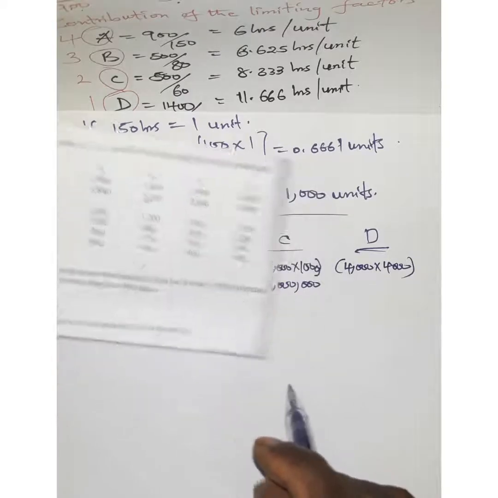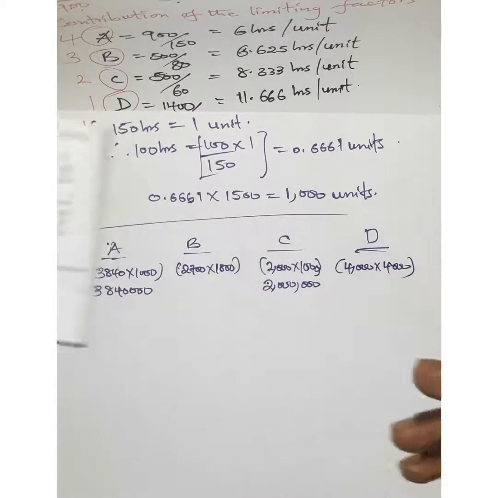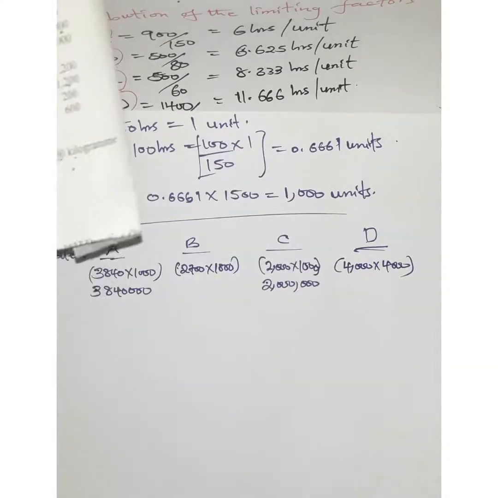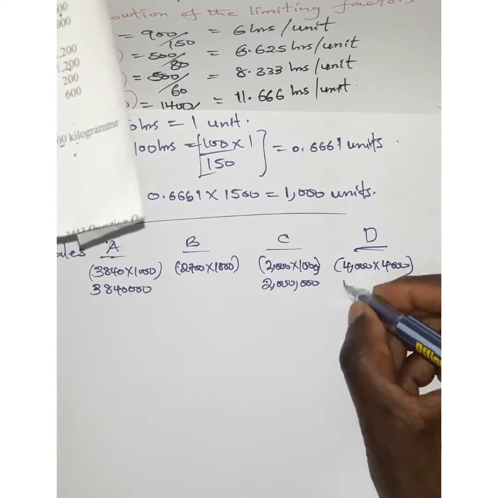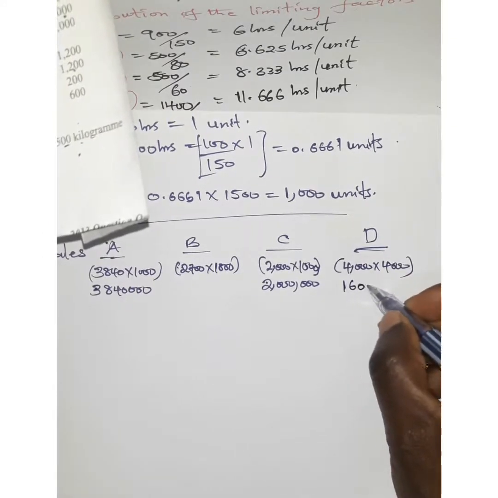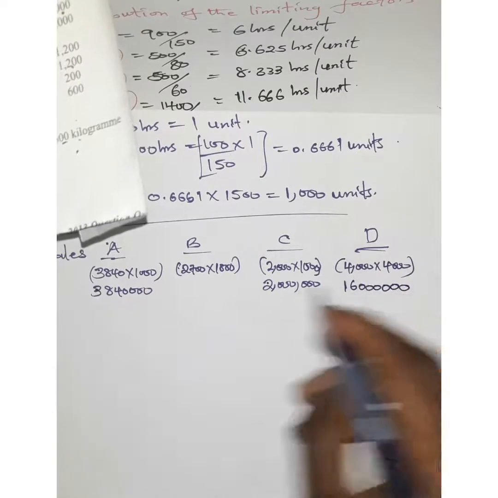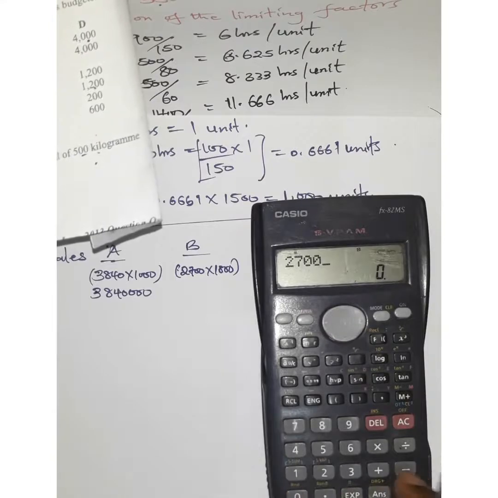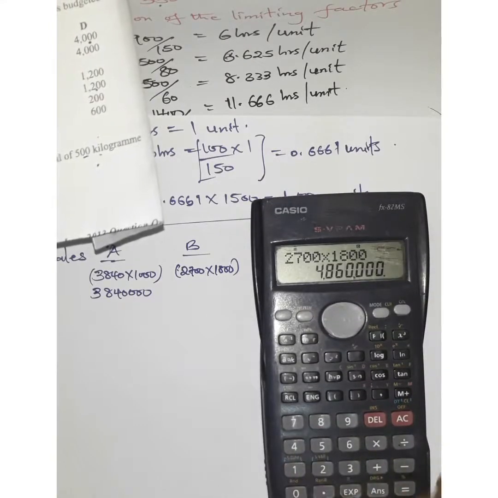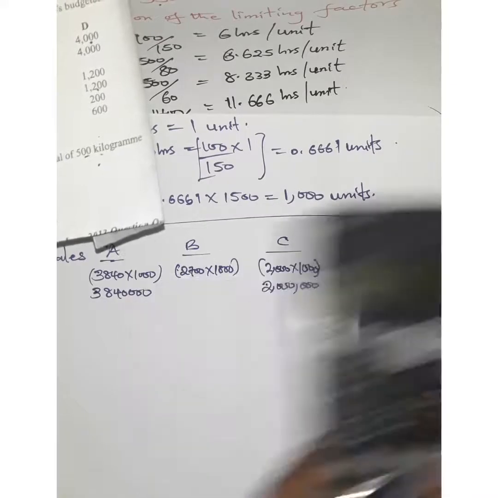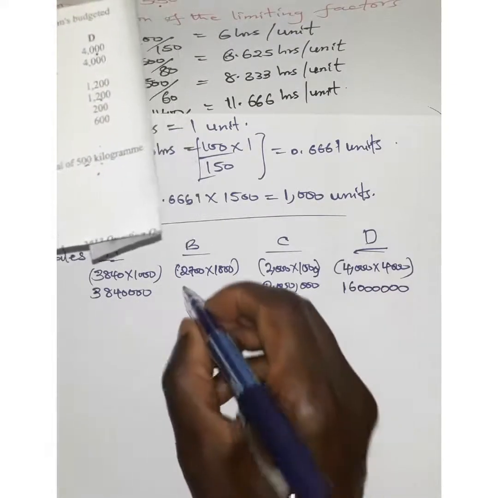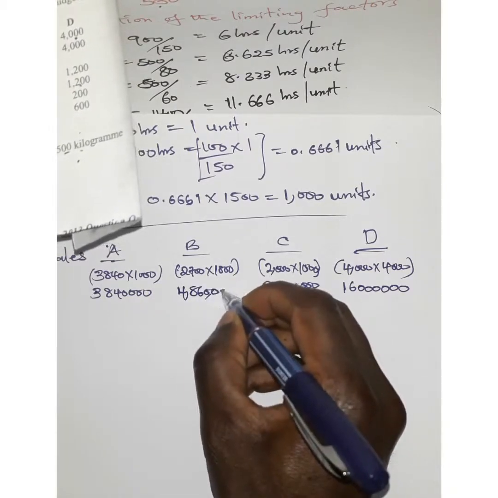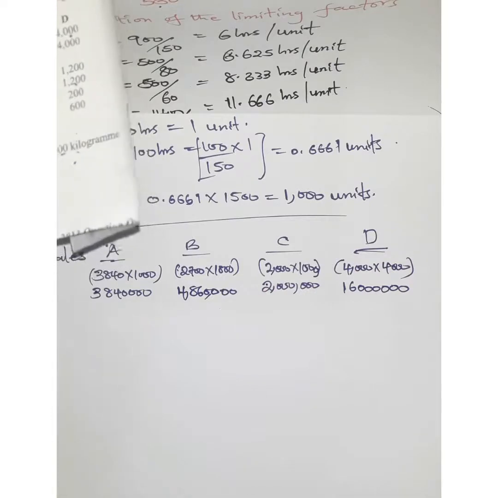Then now we are supposed to have a value of something to do with, so this one shall be 27 times 1800. You get a value of 4,860,000. These are now the sales.